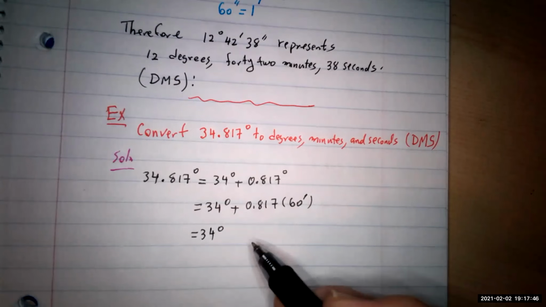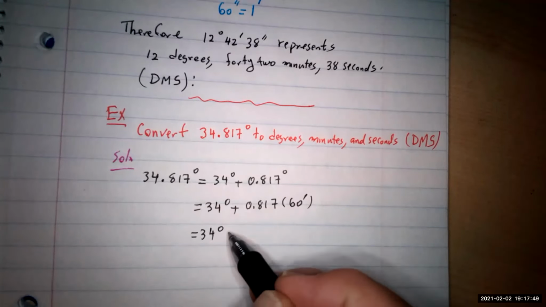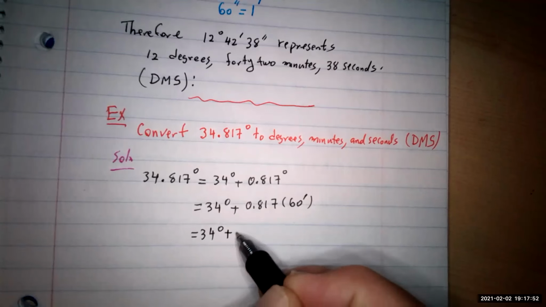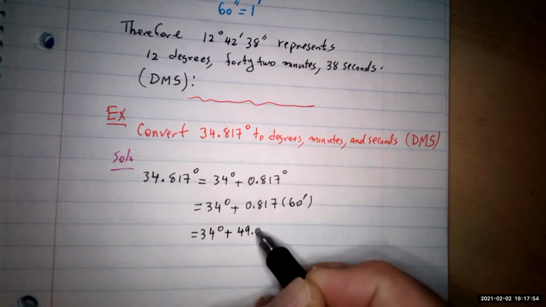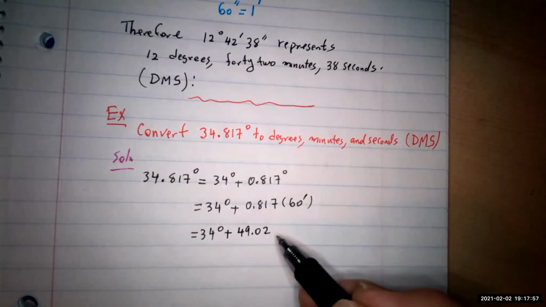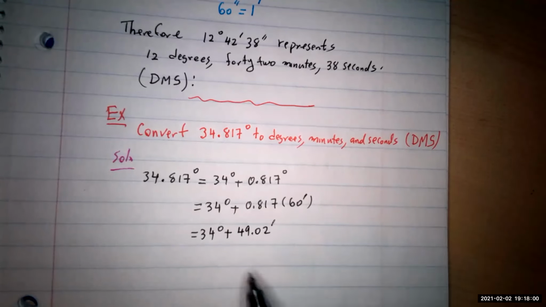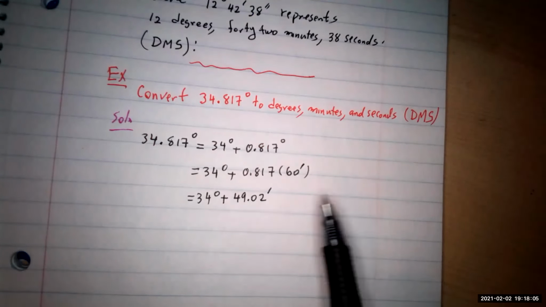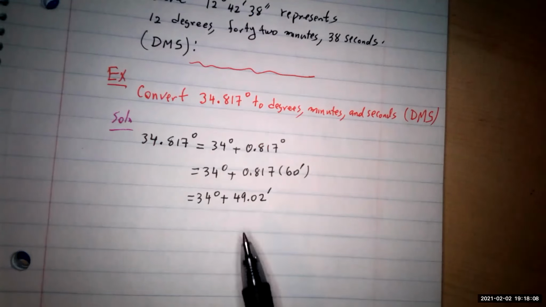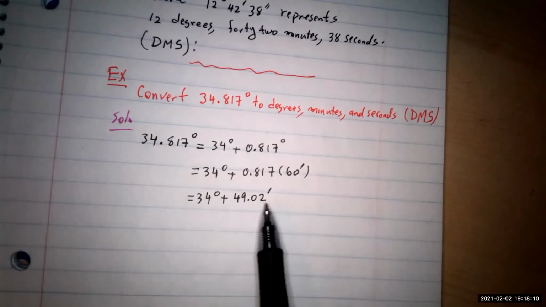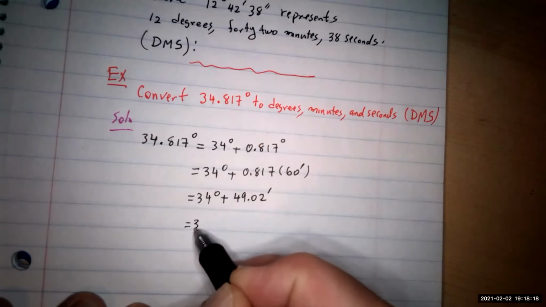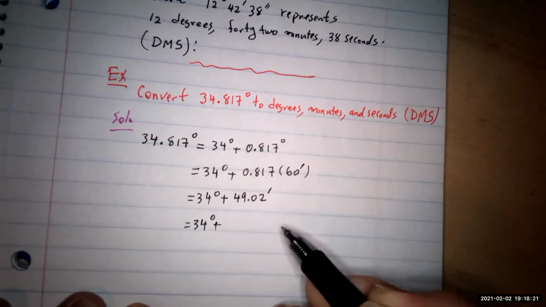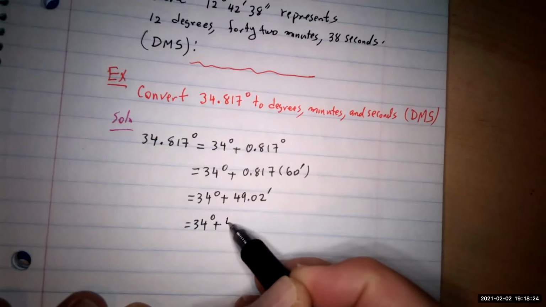You can use your calculator to multiply this number. If you multiply them together, that gives you plus 49.02. But this 49.02 is in minutes. So we get that portion and multiply by 60 to change it into minutes. What we have over here is 49.02 minutes. We do the same thing now to the minutes. This is going to be 34 degrees plus 49 minutes.